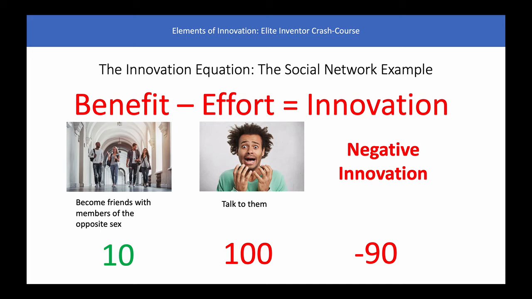So on a scale of 1 to 10, the benefit of this would be a 10, according to that movie. The problem being, at that time, if you wanted to become friends with someone, you had to go through the effort of talking to them. And for someone who is socially awkward or even a little bit shy, the amount of effort required on a scale from 1 to 10 might be insurmountable. Thus, the standard methods at the time for becoming a friend was a negative innovation.